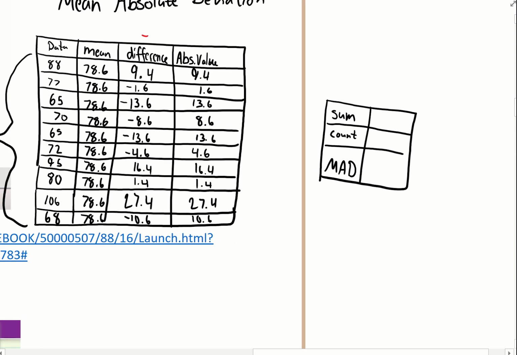Now that I have all my absolute values, I have to find the mean one more time, and that's going to give me the answer. So I'm going to add all these up. After adding all these numbers together, I get 107 and 2/10. The count is how many numbers we have: 1, 2, 3, 4, 5, 6, 7, 8, 9, 10. Remember, we're just finding the mean again. I added all my numbers together, and I'm going to divide by how many numbers there are. So my mean absolute deviation is going to be 10 and 72/100.